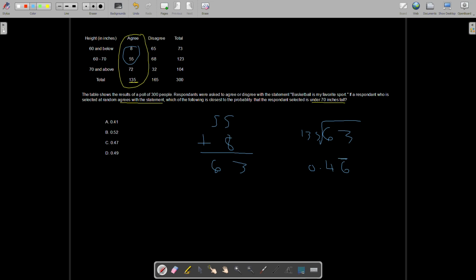0.46. And so to answer the question, which of the following is closer to the probability, my final answer was 0.46, so that's going to round up to 0.47. So the answer would be C.